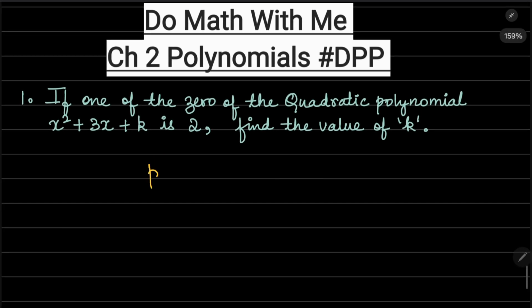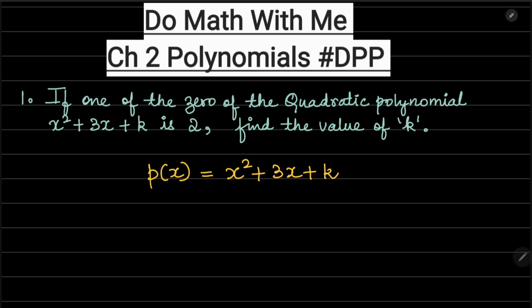So here you are given a quadratic polynomial. What do you mean by quadratic polynomial? The polynomial which has got the highest power of the variable as 2. So the degree is 2, and if the degree is 2, the polynomial is called a quadratic polynomial. Right? So p of x is nothing but x square plus 3x plus k. This is the given quadratic polynomial.